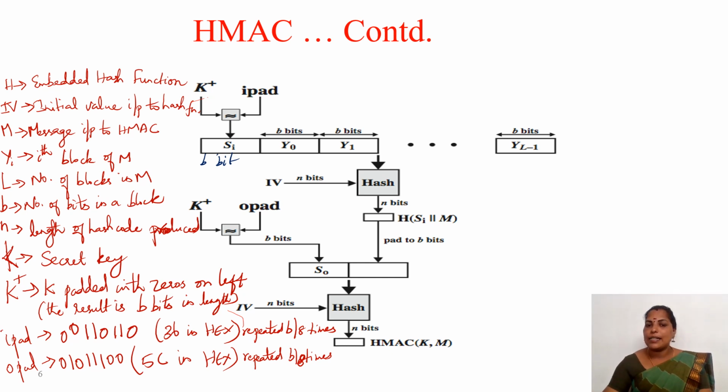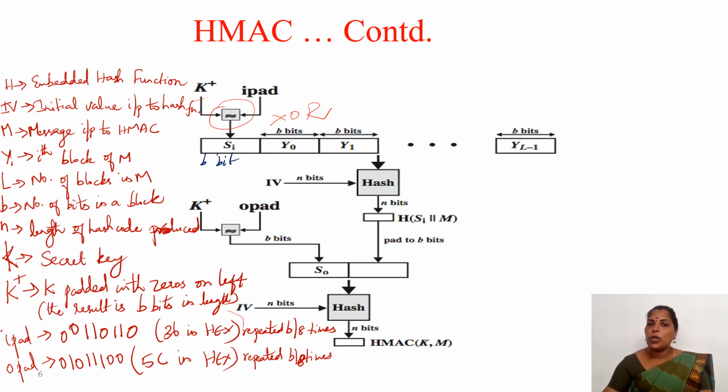that is 00110110. So 36 in hexadecimal is repeated B by 8 times, because we are performing an XOR operation, and to perform XOR both operands have to be of the same size. So IPAD is repeated B by 8 times. K plus is K padded with zeros on the left so that the result is B bits in length. In the first step we append zeros to K, then we XOR K plus with IPAD, so we get a stream Si of size B bits.